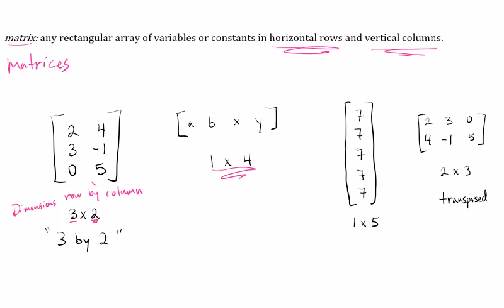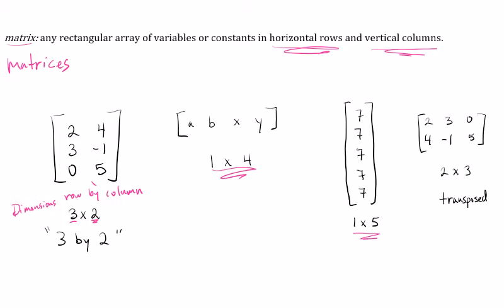Okay, so here's a 1x4 with variables in it, A, B, X, Y. And then you have here a 1x5, and then this is actually a transpose. I want to show you what transposition of a matrix looks like. It's a transpose version of this matrix, right? The rows and the columns are flipped. So instead of 2, 4 being the first row, 2, 4 is the first column. 3, -1, the second row, is now the second column. 0, 5 was the third row, now it's the third column, okay? So that's what a transpose matrix looks like, and that's a 2x3, and this is a 3x2, right? So when you transpose it, the rows and the columns switch, so the dimensions switch, right?